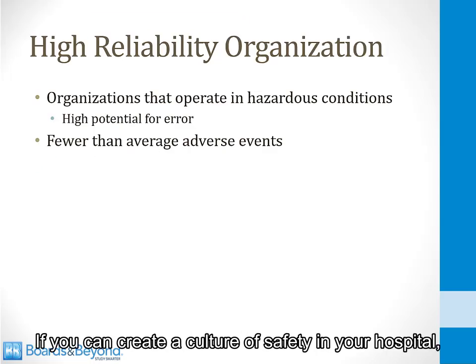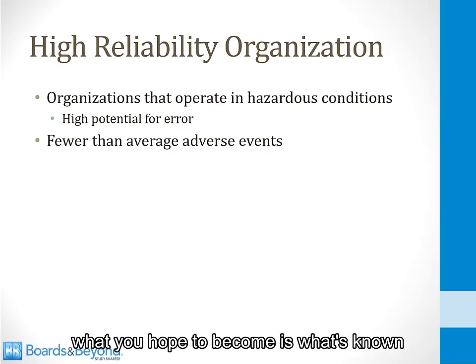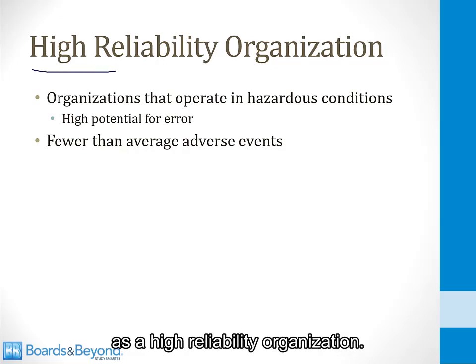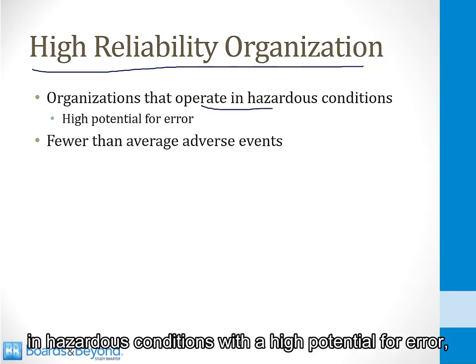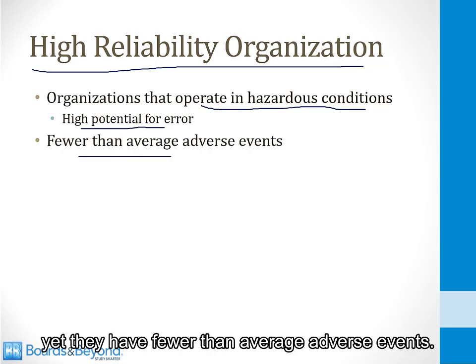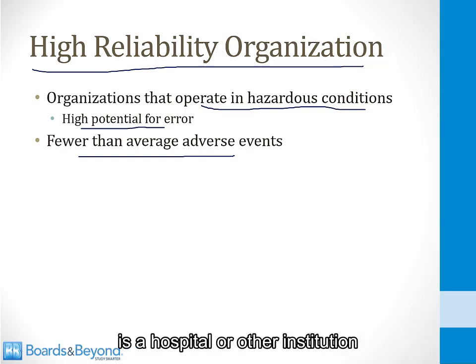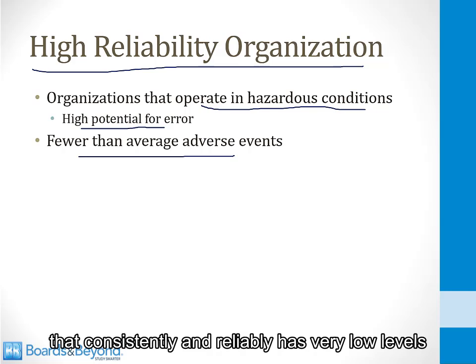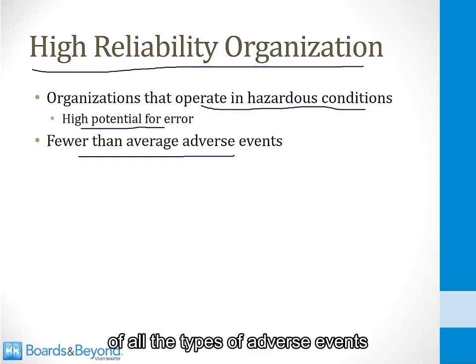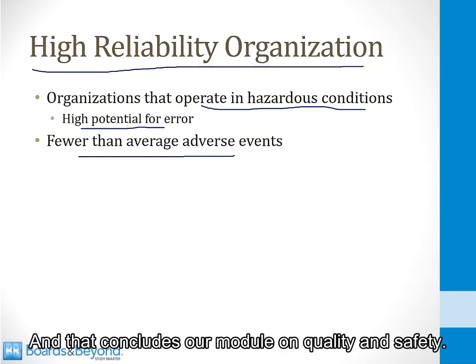If you can create a culture of safety in your hospital, what you hope to become is what's known as a high reliability organization. These are organizations that operate in hazardous conditions with a high potential for error, yet they have fewer than average adverse events. So in healthcare, a high reliability organization is a hospital or other institution that consistently and reliably has very low levels of all the types of adverse events we've discussed in this module. And that concludes our module on quality and safety.